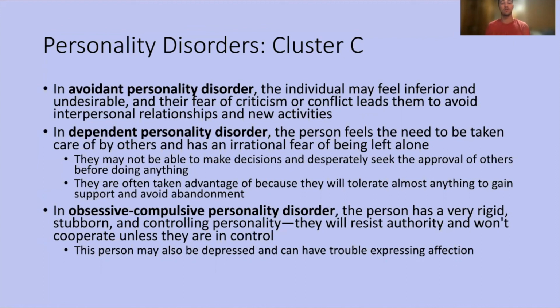If they want to do something, they'll probably have a point person where they need to get that person's approval before they do something. Even if it has nothing to do with the other person, they just need that assurance that what they're doing is a good idea. They need that dependence on another person. So they're often taken advantage of because they will tolerate almost anything to gain support and avoid abandonment. So it can even go as far as abuse. They will tolerate it because they need that support and they so desperately need to be dependent on another person.